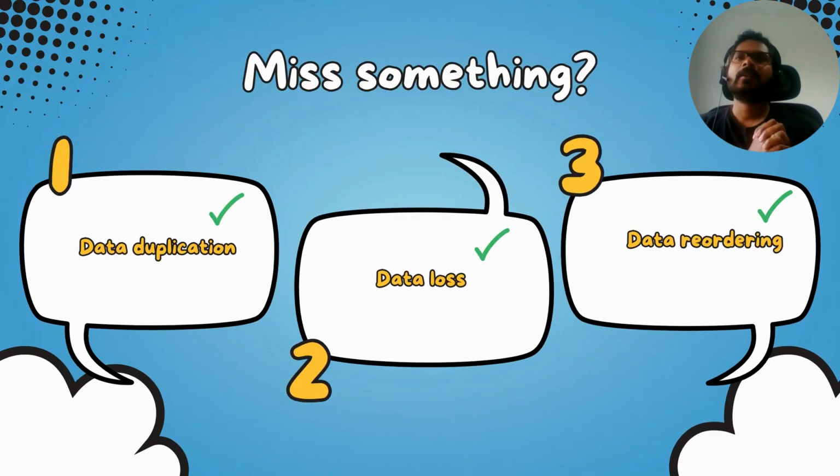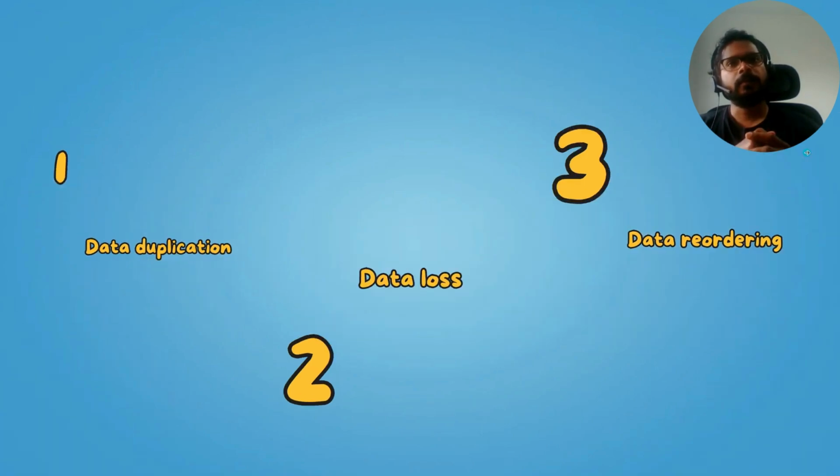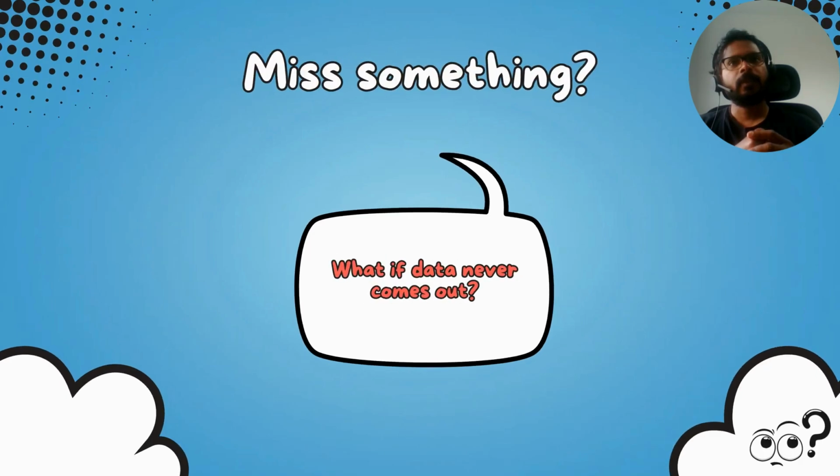Is that everything? So the checks that we discussed can catch data duplication, data loss, data reordering. But what if the data never comes out? Do you think this check would catch liveness? Something to think about.